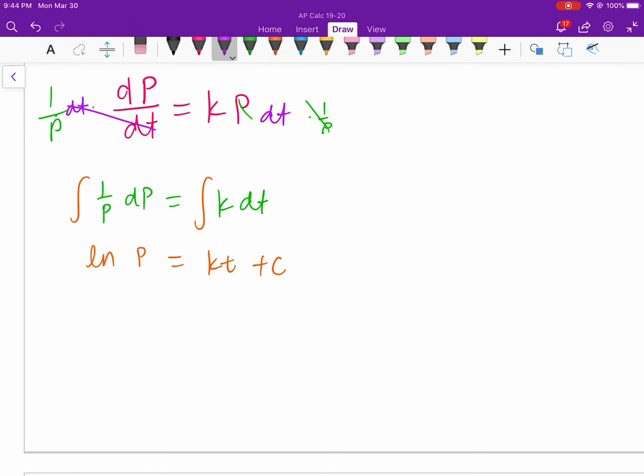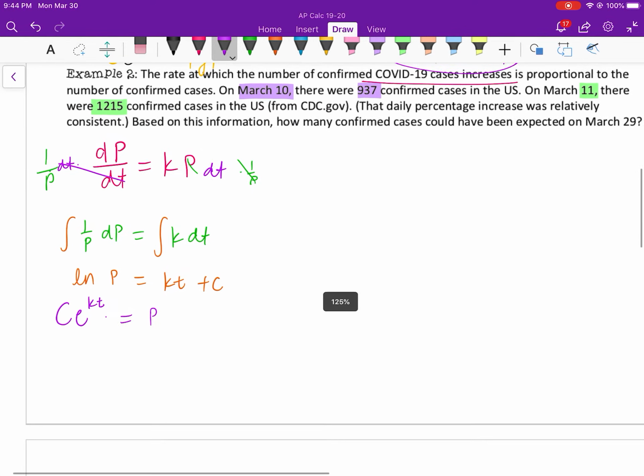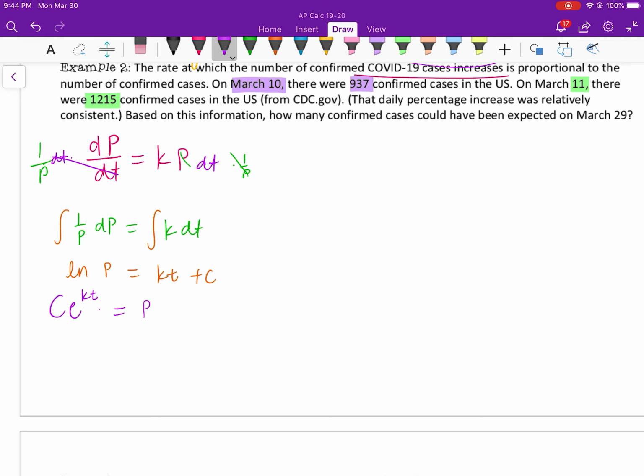And we will exponentiate both sides, right? So we have e to the kt times e to the c. Well, remember that e to the c can just become some brand new constant, and that's going to be equal to the population. Now, we take a look at the information they gave us.